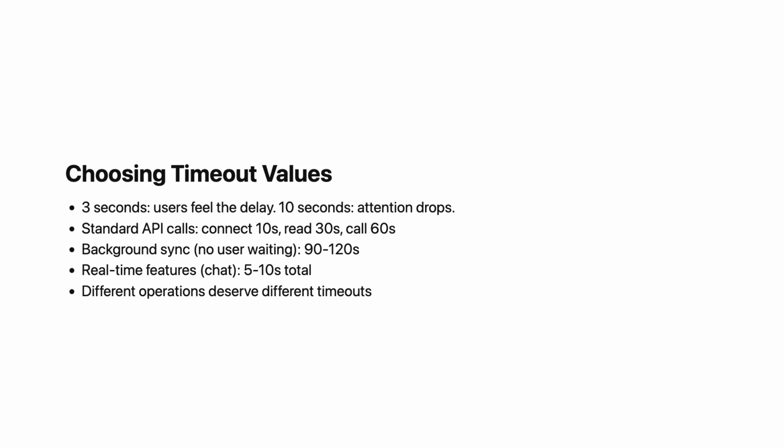For most API calls, connect timeout of 10 seconds is fine. If you cannot reach the server in 10 seconds, something is seriously wrong. Read timeout of 30 seconds gives the server time to process complex requests. Call timeout of 60 seconds as an absolute upper bound. For background sync that the user is not waiting on, you can be more generous. 90 seconds, even 2 minutes. For real-time features like chat, you want shorter timeouts, 5 to 10 seconds total, because staleness is worse than failure. The key is, different operations deserve different timeouts based on their user-facing impact.